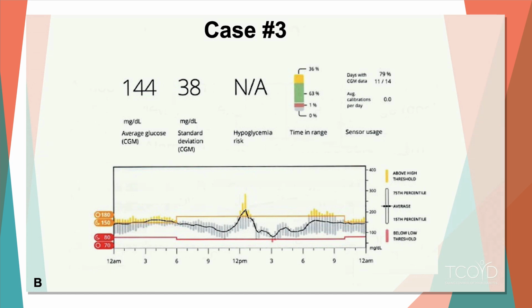Okay, cool, another case. So real quick, let's look at the numbers. Average glucose 144, standard deviation 38. Those are both great. Time in range, 63%. So there's a little bit of room to improve in the time in range. Not a lot of lows, only 1% time below range. So if we look at the 24-hour modal day, is there a time point, literally a point, that sticks out to you guys? Right? So it took him 30 seconds to get to that point.